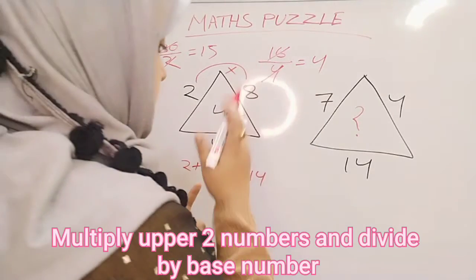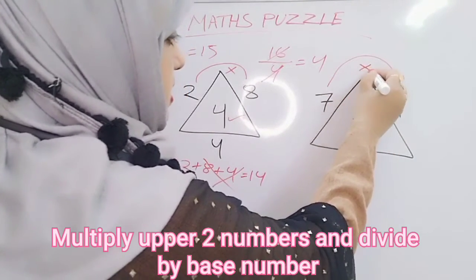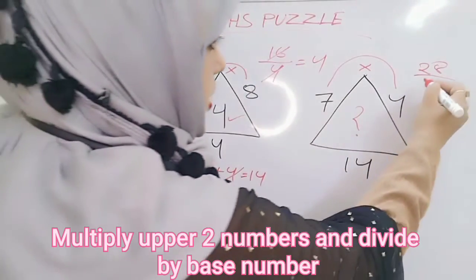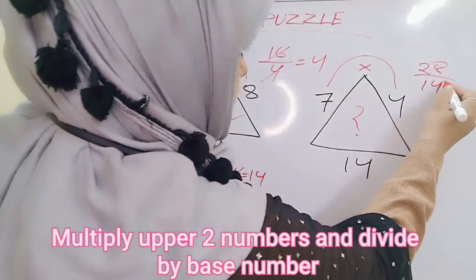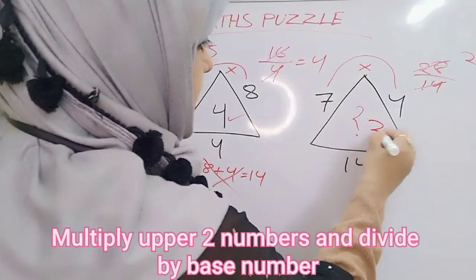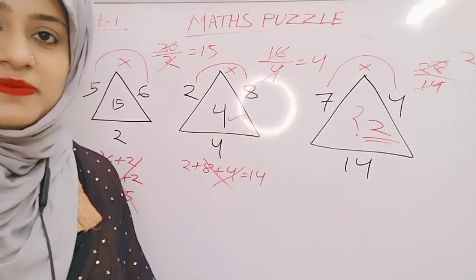So just apply this pattern in this figure. You have to multiply to get 28 and divide by the last number 14. Okay, so what is your answer? 14 twos are 28. So the answer is 2. Okay, this is the correct answer.